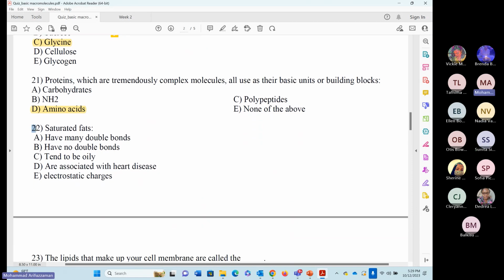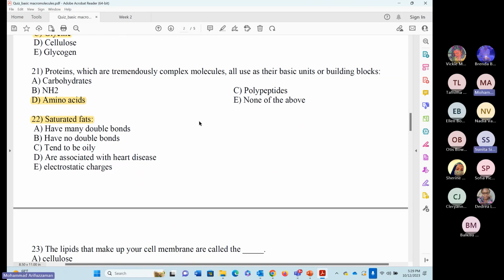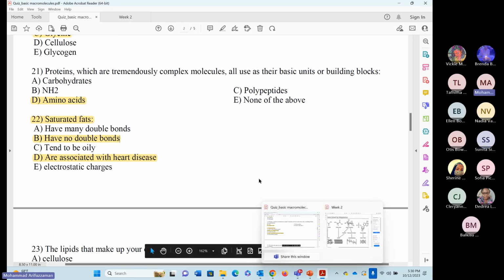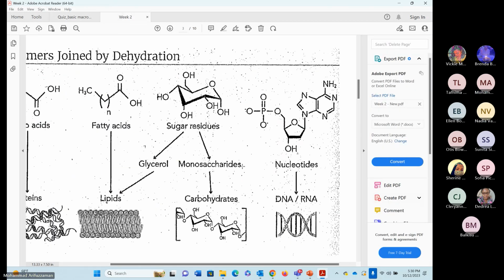Now the saturated fats. Which of the following is correct for saturated fat? Associated with heart disease. Which one? D. Saturated fat are associated with heart disease is correct. Then is it B? Yes, saturated fat have no double bonds between carbon atoms and are associated with increased risk of heart disease. Let's see the slide.